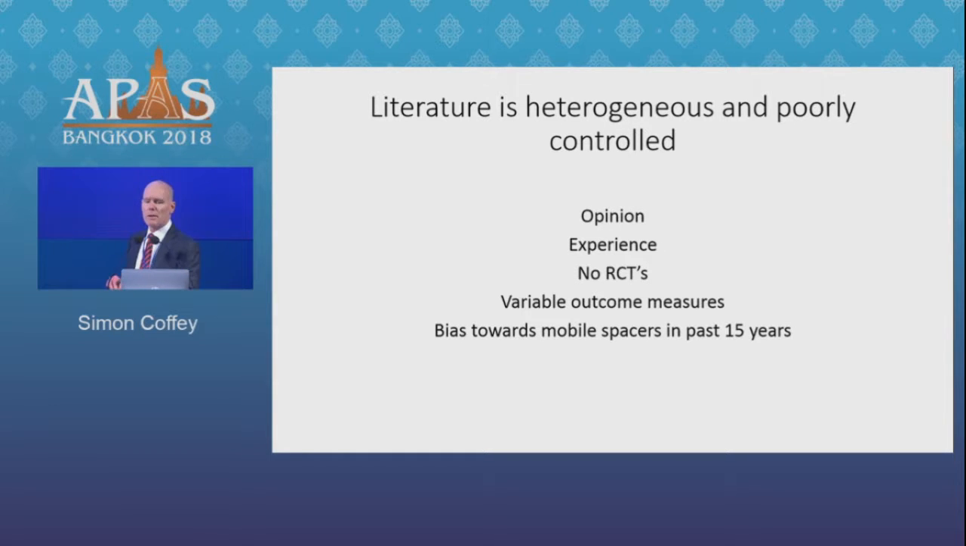The uncertainty exists because the literature is poorly controlled, it's heterogeneous, it's based on people's opinion, their experience. There's very little in the way of randomised controlled trials, and the outcome measures are variable, and the definition of a cure of sepsis is not always clear. The other thing that complicates matters further is that there's been a significant bias towards the use of mobile spaces in the last 15 years, and so the use of static spaces is really limited in the literature.